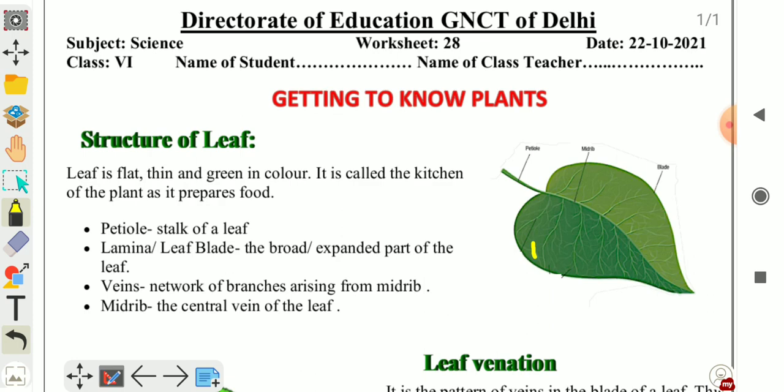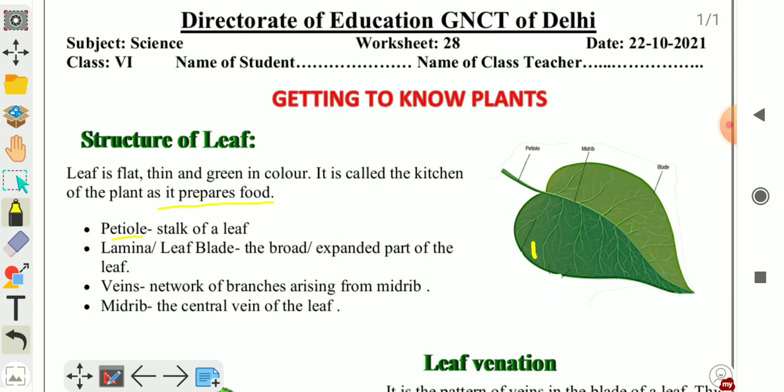A leaf is flat, thin, and green in color. Leaves, you might have seen leaves or different types of leaves. Generally all leaves are green in color. They are thin and flat. It is called the kitchen of the plant as it prepares food. Why are the leaves called the kitchen of the plant? Because they prepare food for the plant. That is why they are called the kitchen of the plant.